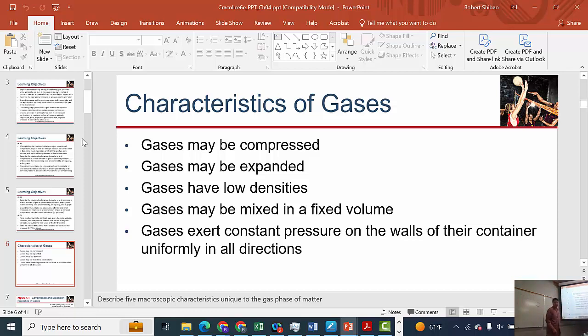All right, let's talk a little bit about gases here. A lot of these we've already talked about. Can gases be compressed? Yes. Can they be expanded? Yeah. Gases are compressible, and then you can also expand them. It requires work, though. To compress a gas, you have to do some work, and to expand a gas, you have to do some work, but it can be done.